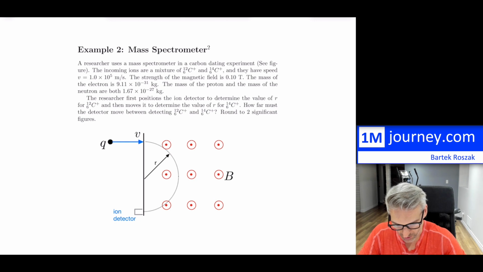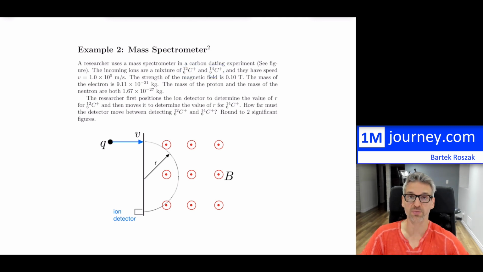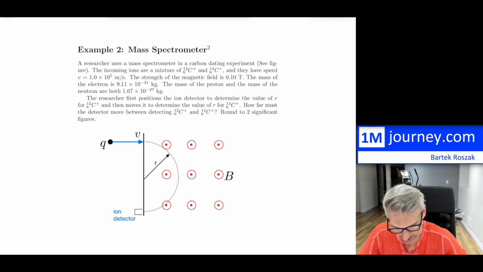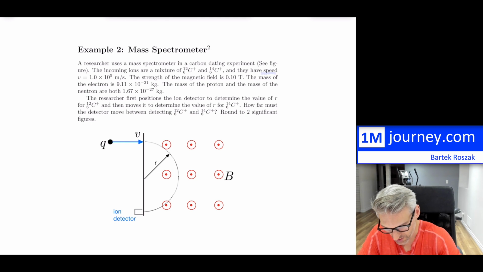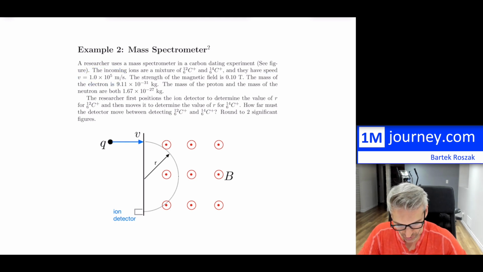We are going to be dealing with 2 ions. One is carbon-12, and the other one is carbon-14. Notice that they're positive, so they're missing an electron. They are shot out at a certain speed, which is given to us as well. We know what the magnetic field strength is in this spectrometer. And then we're given the masses: the mass of the electron, the masses of the proton and also of the neutron. So it's a nice little bit of deja vu.